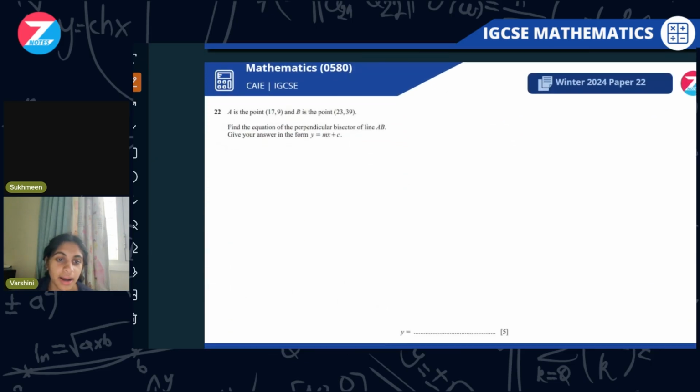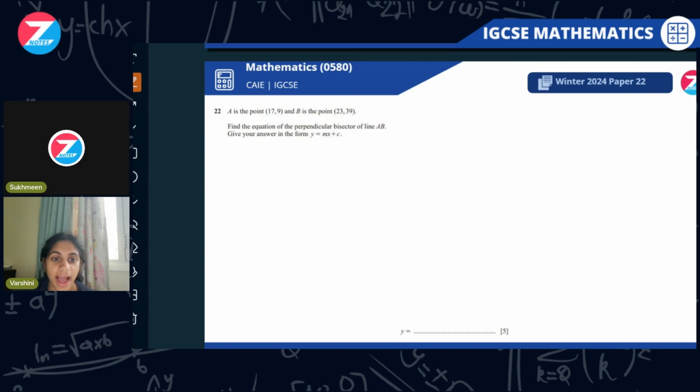Okay. Question 22. A is the point 17, comma 9, and B is the point 23, comma 39. So if you're confused over here, just maybe draw a rough sketch. This is the y-axis, this is the x-axis, and we know A is somewhere around, let's take 17, 9. Let's write A, and B is more along the x-axis and more along the y-axis. So somewhere over here.